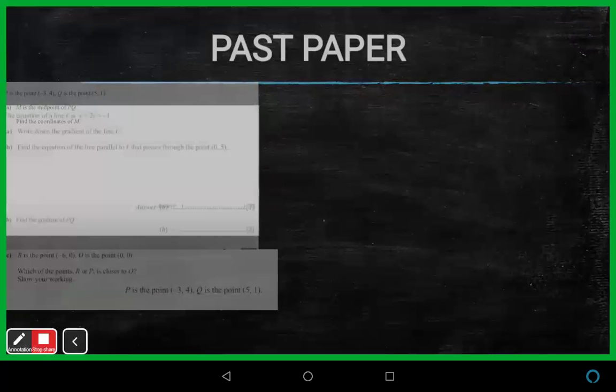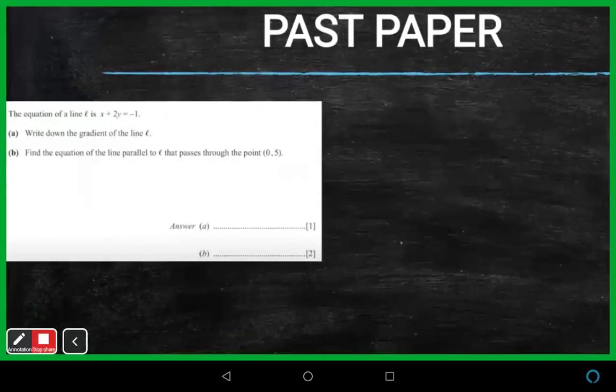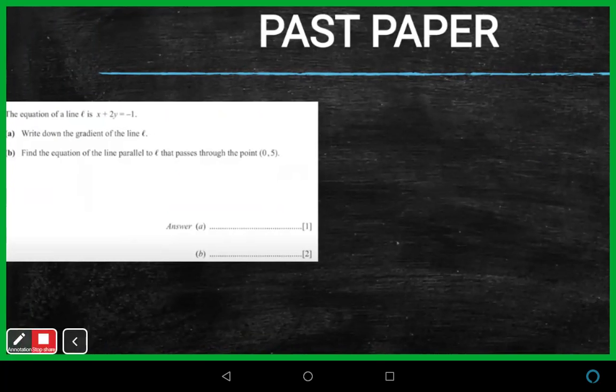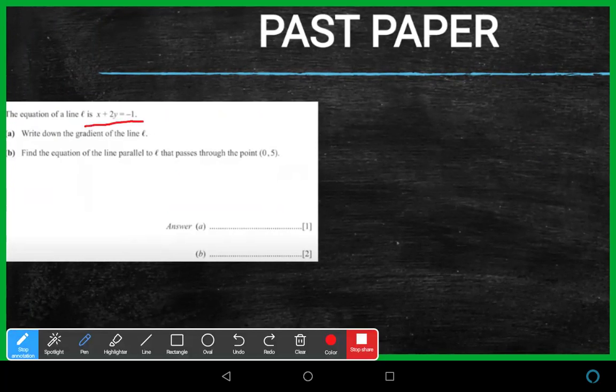Now, next question. The equation of the line L is x plus 2y minus 1. Write down the gradient of the line L. Again, you can see they have given the equation and they are asking for the gradient. We have just one way to find the gradient from an equation: y is equal to mx plus c. So we just need to make the equation like this.